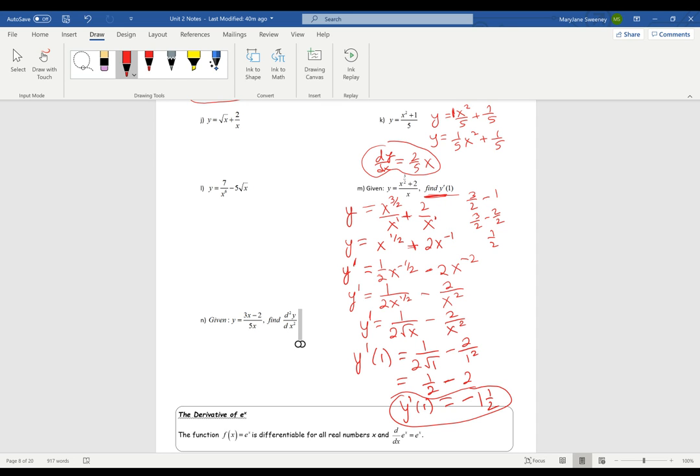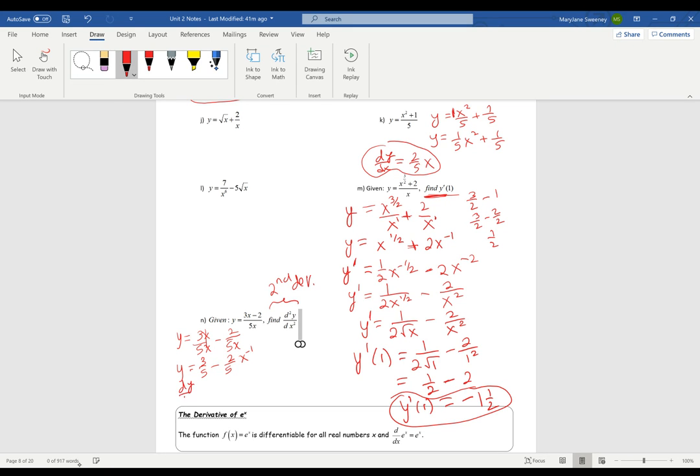Okay, and then the last one is going to look at the second derivative. d2y over dx2 means second derivative. So y, first of all, we're going to do 3x over 5x minus 2 over 5x. Simplifying, that's 3/5 minus 2/5 x to the negative 1, right? We flip the x to the first on the bottom up, it becomes an x to the negative 1.